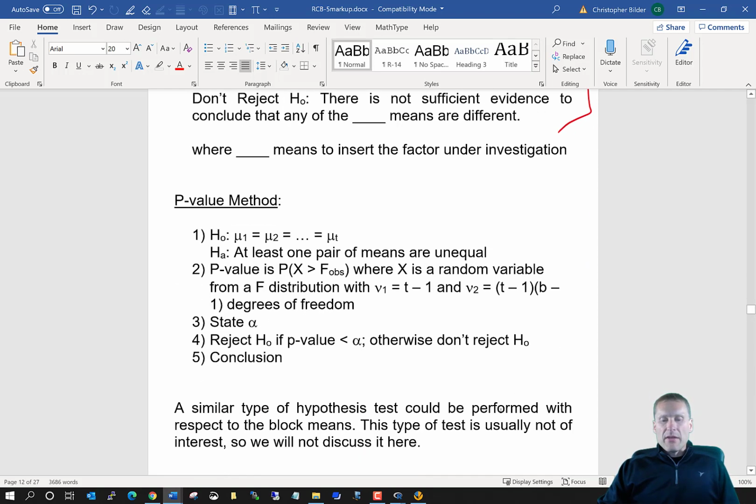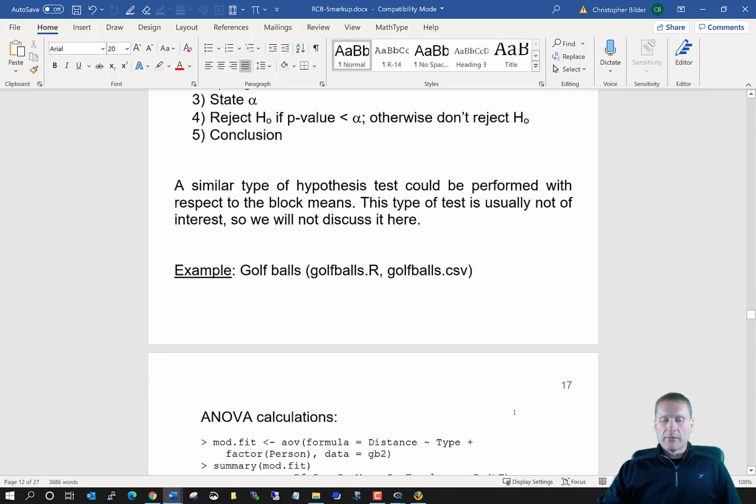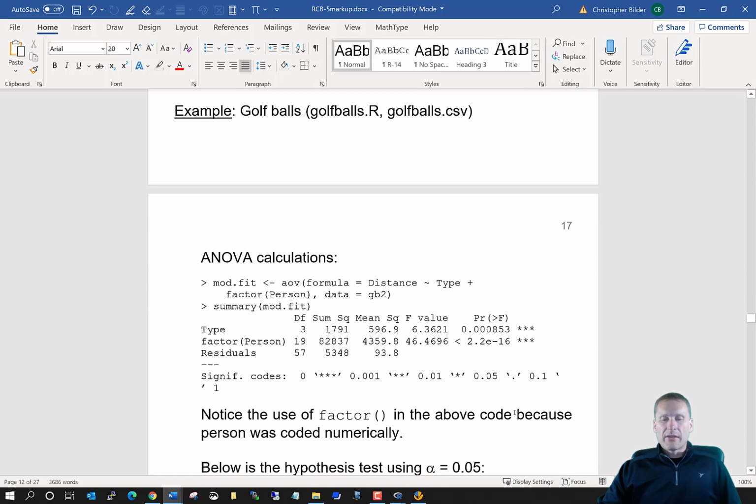So then with the p-value method, how do you calculate the p-value? Suppose you have a random variable x that has an F distribution with the appropriate degrees of freedom. You look at the probability that x is greater than F obs. P-value small, reject. Okay, so let's get into this golf ball example once again.